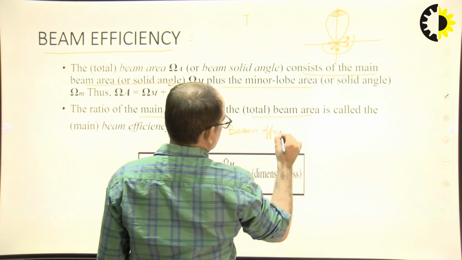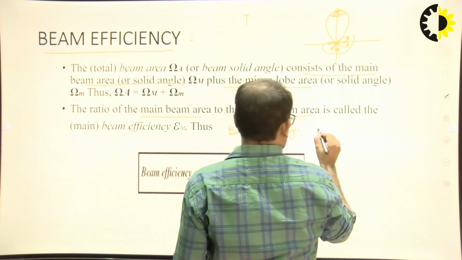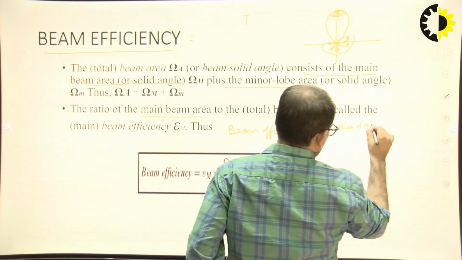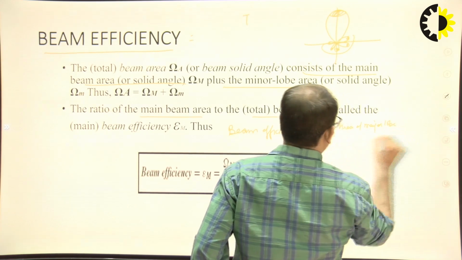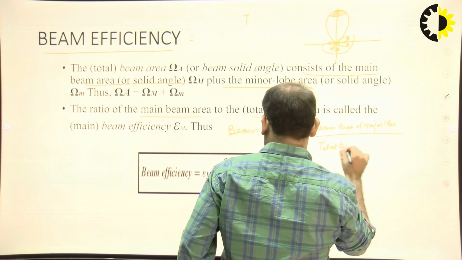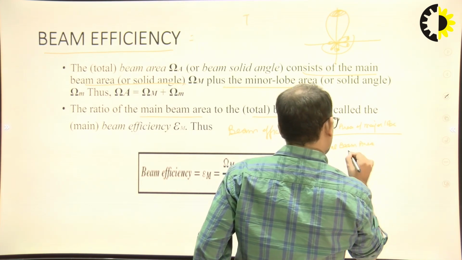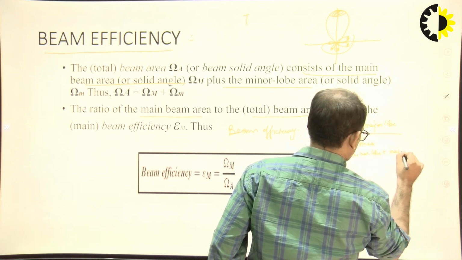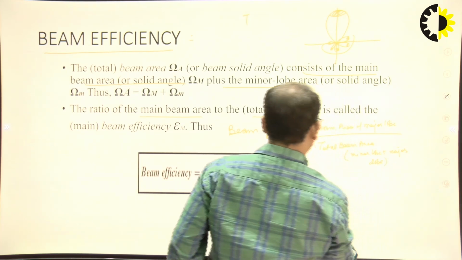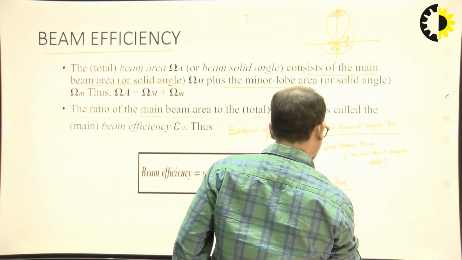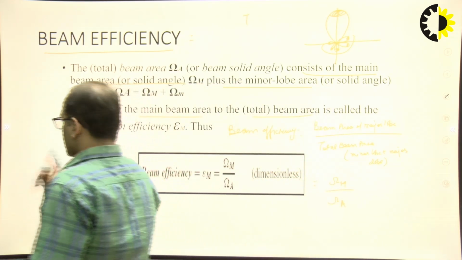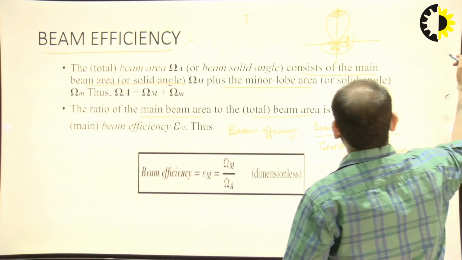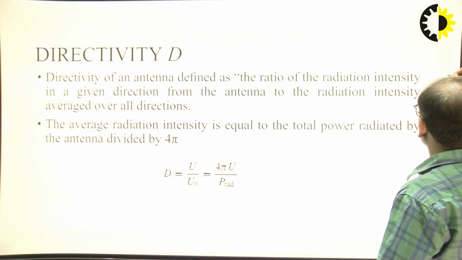Means beam efficiency is equal to the beam area of the major lobe divided by the total beam area, that is minor lobe plus major lobe. So the beam efficiency should be higher for a good antenna.